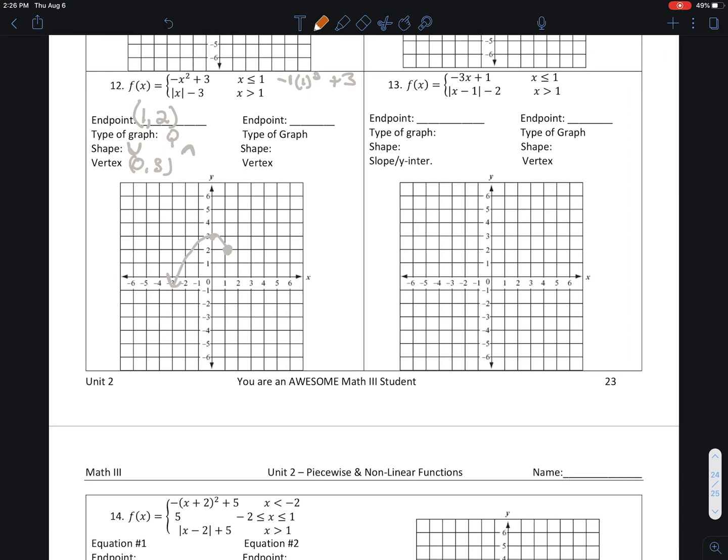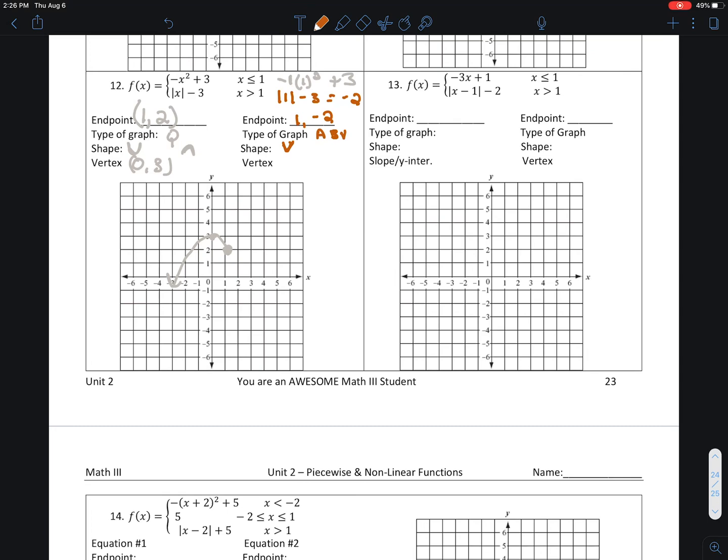Okay, so let's do the next one. Let's get a different color. Okay, so for this one, I have to substitute 1 into our value. So we have absolute value of 1 minus 3, which is 1 minus 3 is negative 2. So our endpoint is at 1, negative 2.